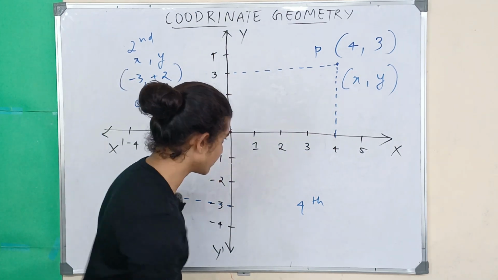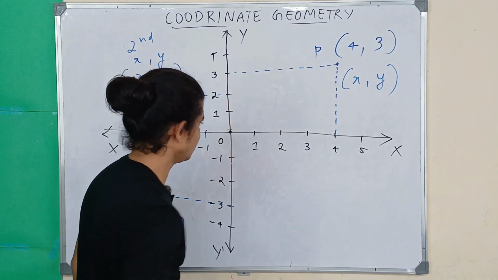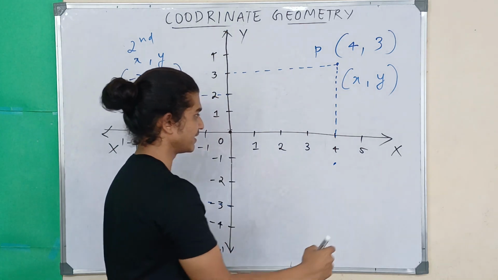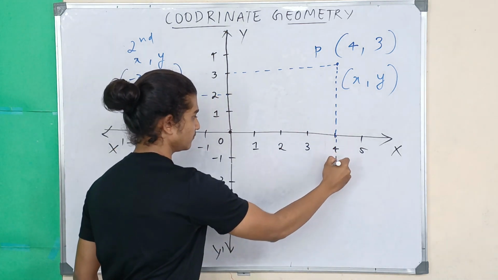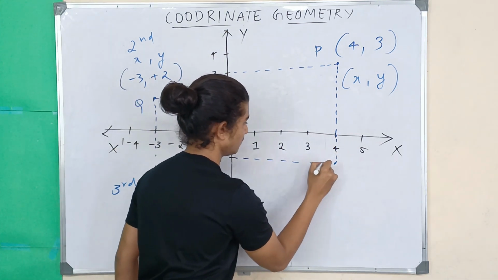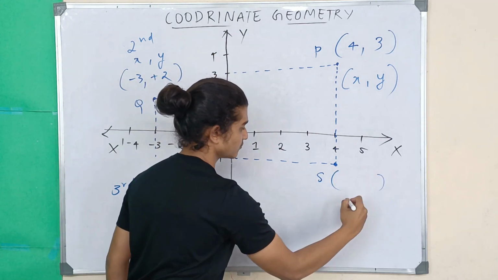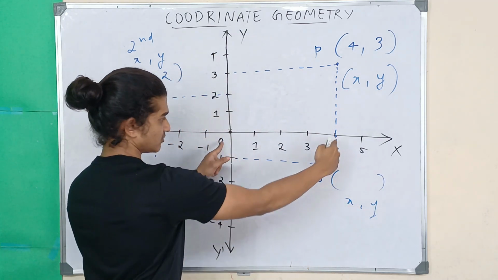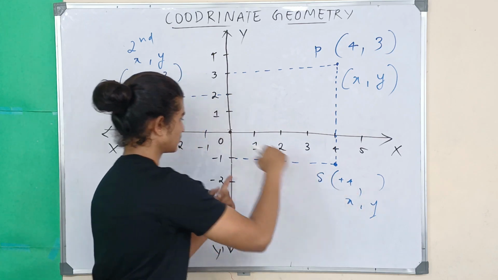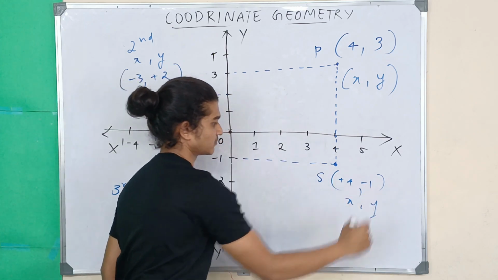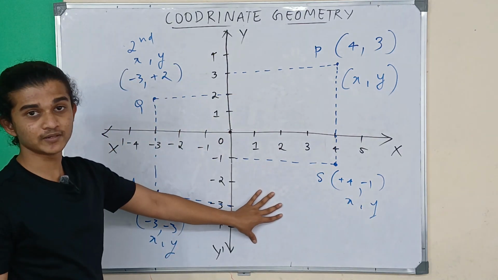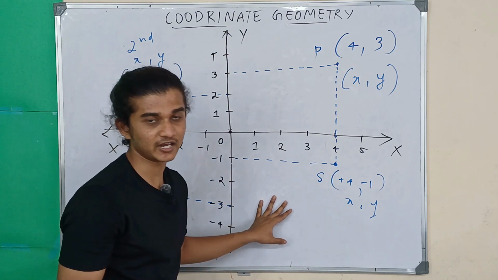Whereas in the case of the fourth quadrant, if I take this as my example, I have to draw the perpendicular towards them. So if I take this point as S, the coordinates of S is going to be, so x distance is +4, whereas y distance is -1. So this is how you frame the points in the Cartesian system.